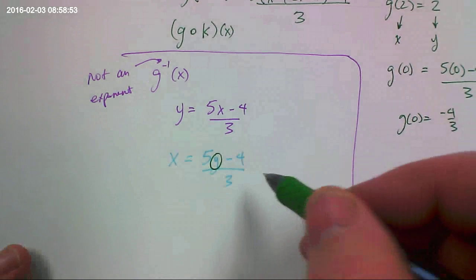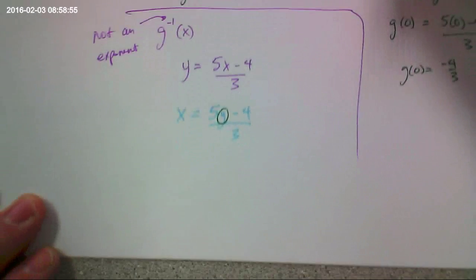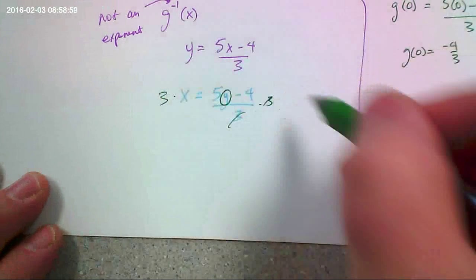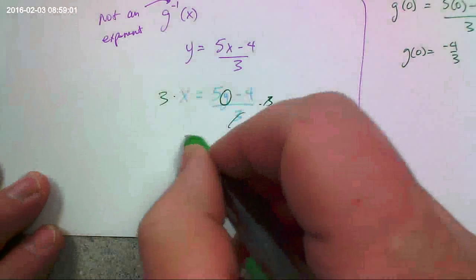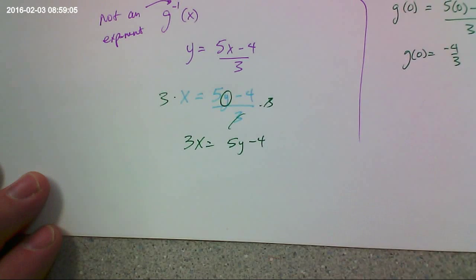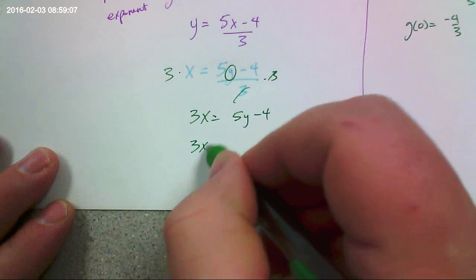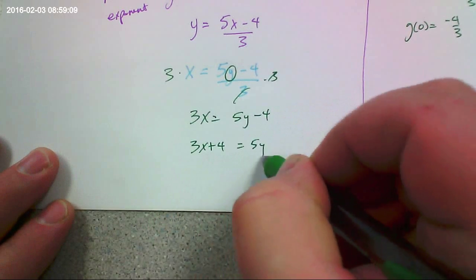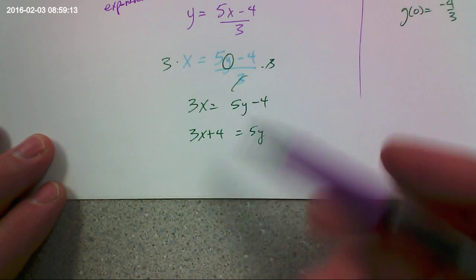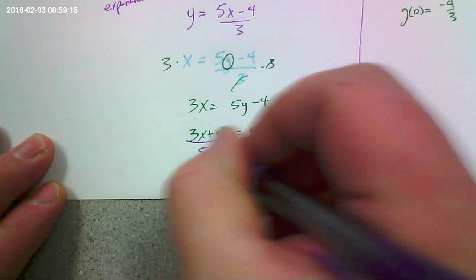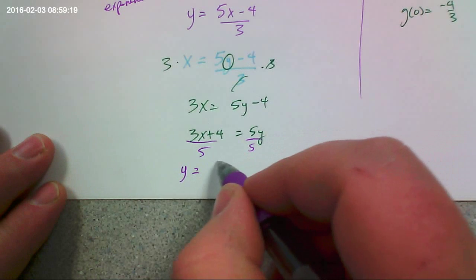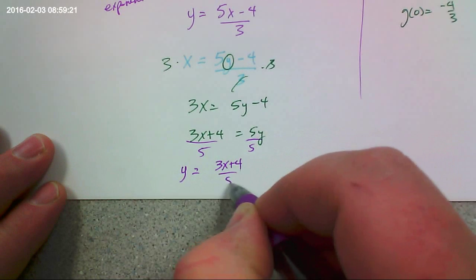So the first thing you do is multiply both sides by 3, right, America? Right? So multiply both sides by 3. Those 3's reduce. So 3x equals 5y minus 4. And then you'd add 4. Good. And then you would divide by 5. So our new equation is y equals (3x plus 4) divided by 5.